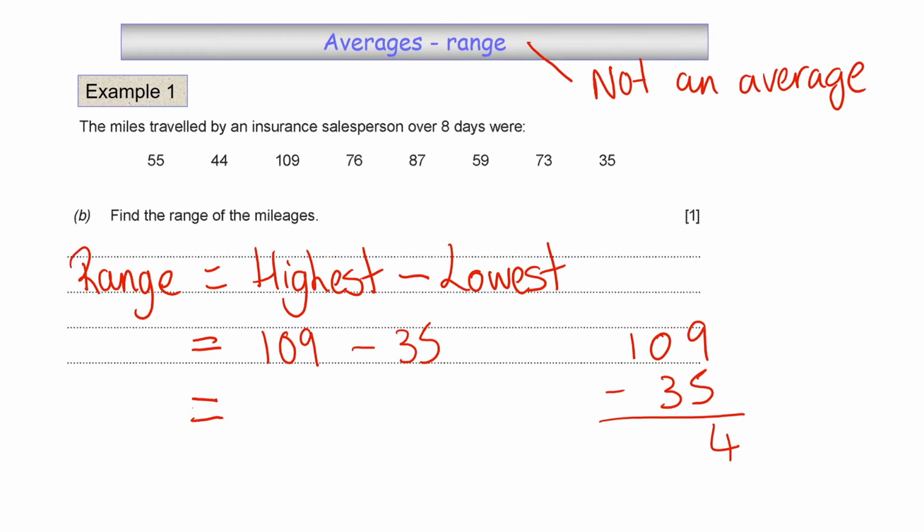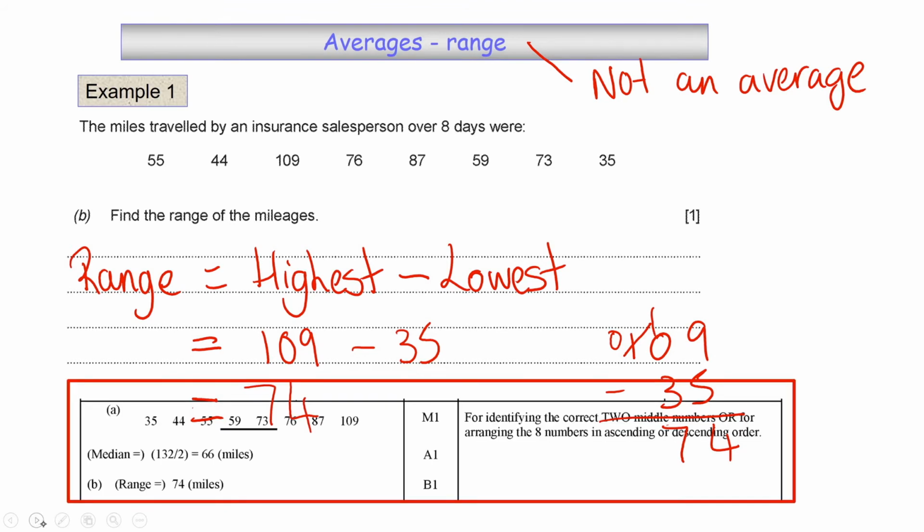So 9 take away 5 is 4. 0 take away 3 you can't do, so you need to borrow. 10 take away 3 is 7. So the range here is 74. Quite straightforward. Here's a marking scheme for us then. This is linked to what we've already done, the same question as what we've just done. So for the range, you just get 1 mark for that answer of 74.